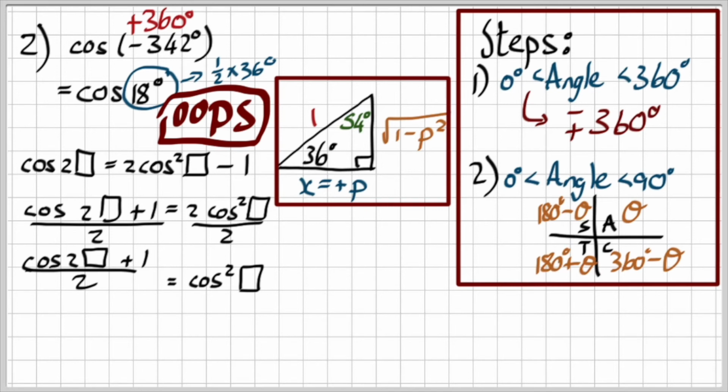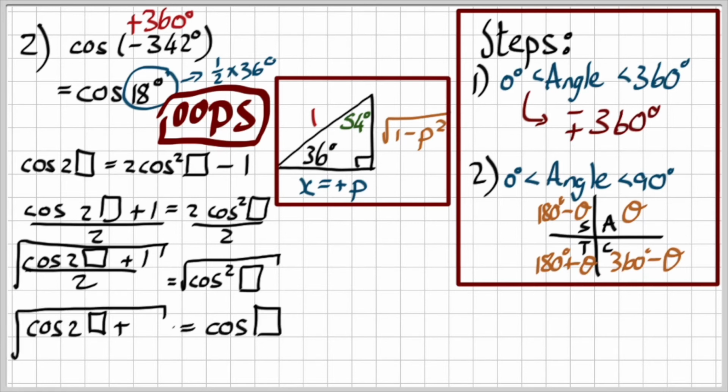Now I have seen them ask this as an insight question in exams. So those of you that are looking at 80s and 90s and above, you can be asked this. Then, to get rid of the square, I square root both sides, leaving me with cos of block equal to the square root of cos 2 times block plus 1 over 2.